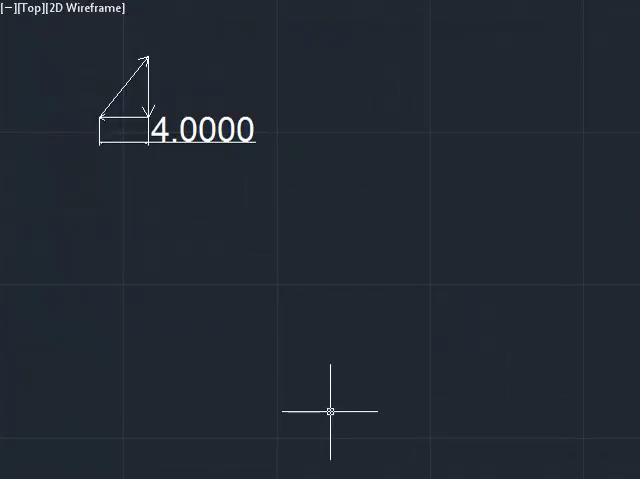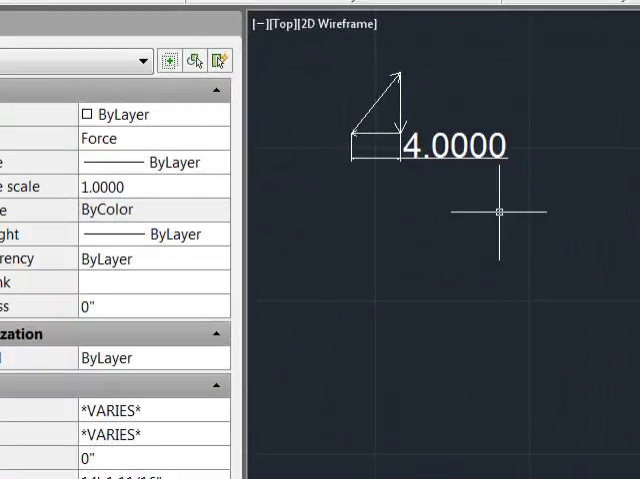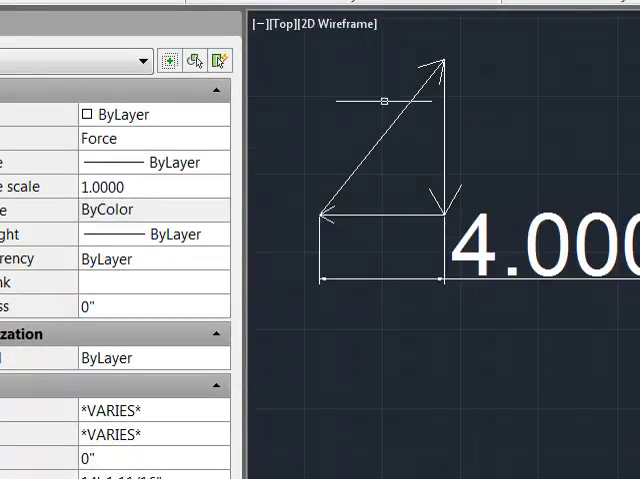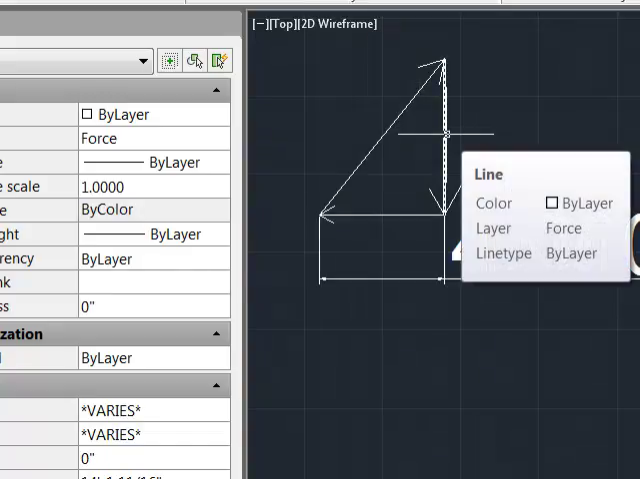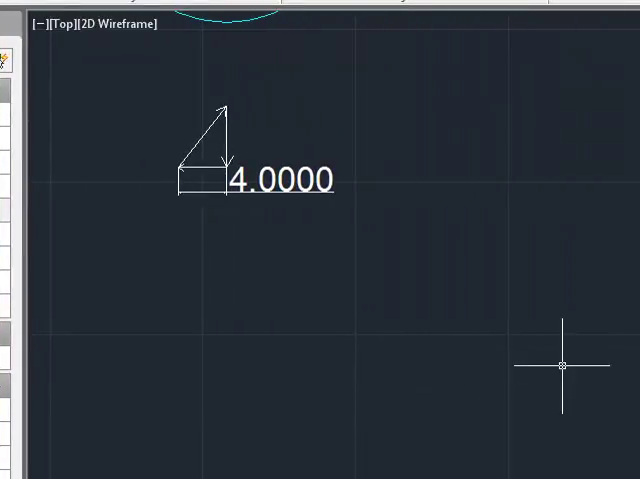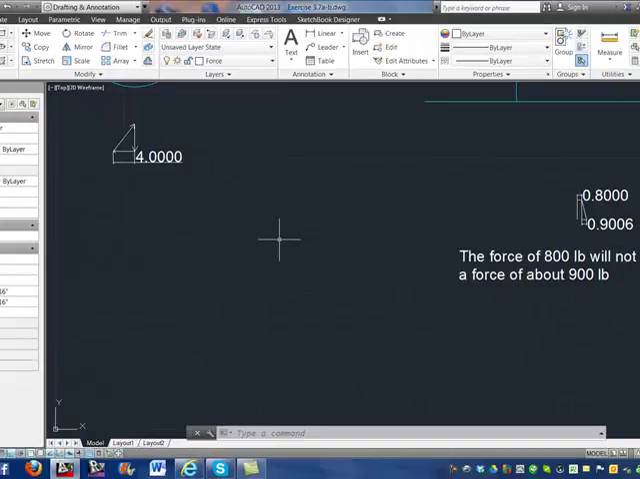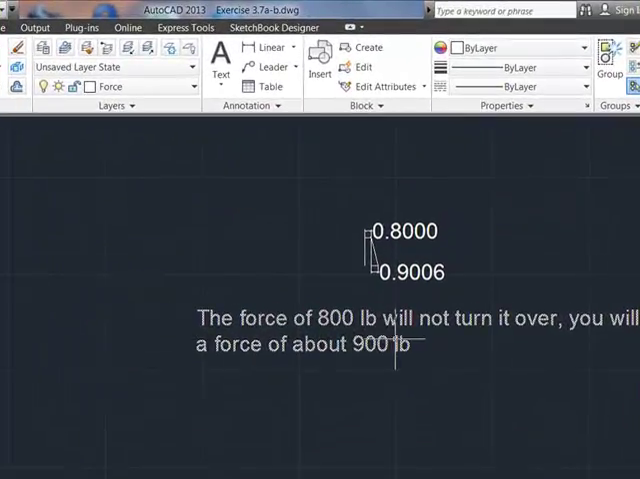So a cylinder, the force P is going to be 400 pounds, I believe. Let me see. 20 inches. Yeah, 400 pounds. Then the second problem is a similar problem to the other one, except they want to know if the horizontal force of 800 pounds will turn the pier over. And the answer is the force of 800 pounds will not turn it over. You will need a force of about 900 pounds.